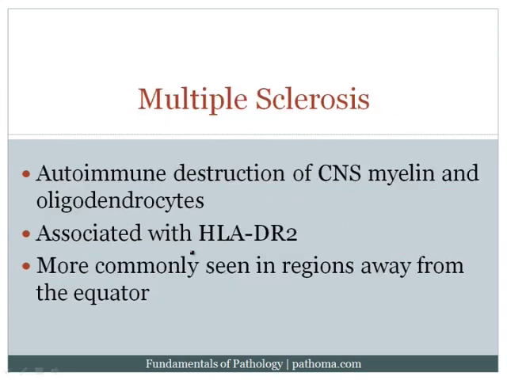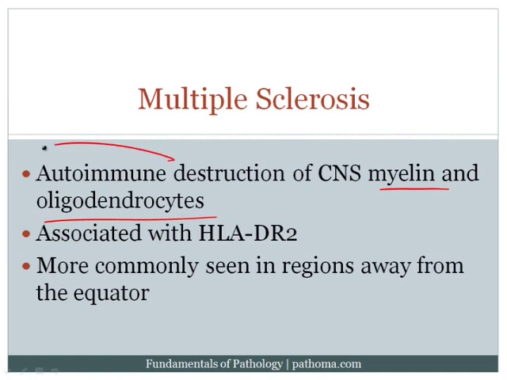Multiple sclerosis is autoimmune destruction of the CNS myelin and the oligodendrocytes. Very high yield to know that it's the oligodendrocytes that are getting destroyed in multiple sclerosis. This happens to be the most common chronic CNS disease of young adults. Women are more commonly affected than men.